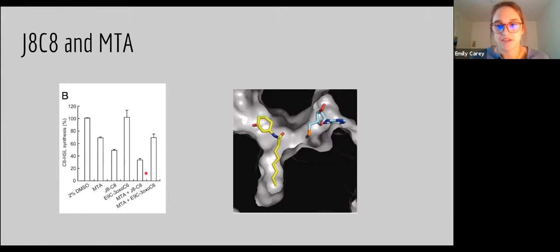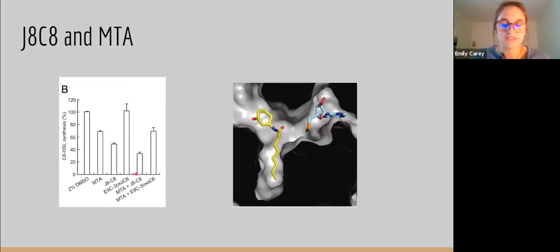And they reiterated this by saying they're both involved in the enzyme somehow, but since they can work well together, they're probably not working on the enzyme at the same place. That's shown right here, where this is our J8C8 and this is our MTA. So they have different places that they bind on the enzyme, which helps make that synergy effect happen more productively. And then I think that's actually all I had to say.